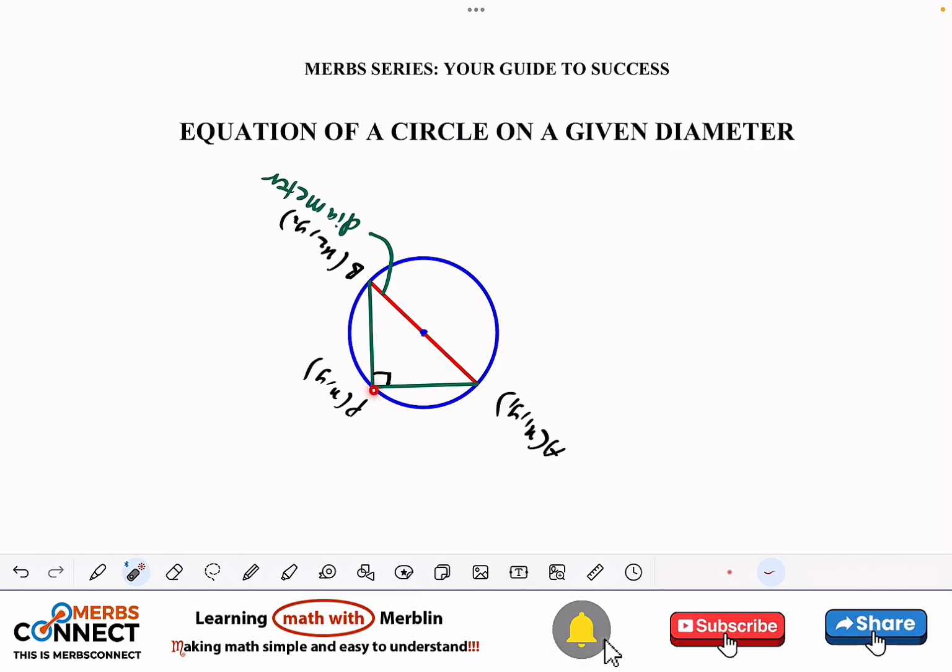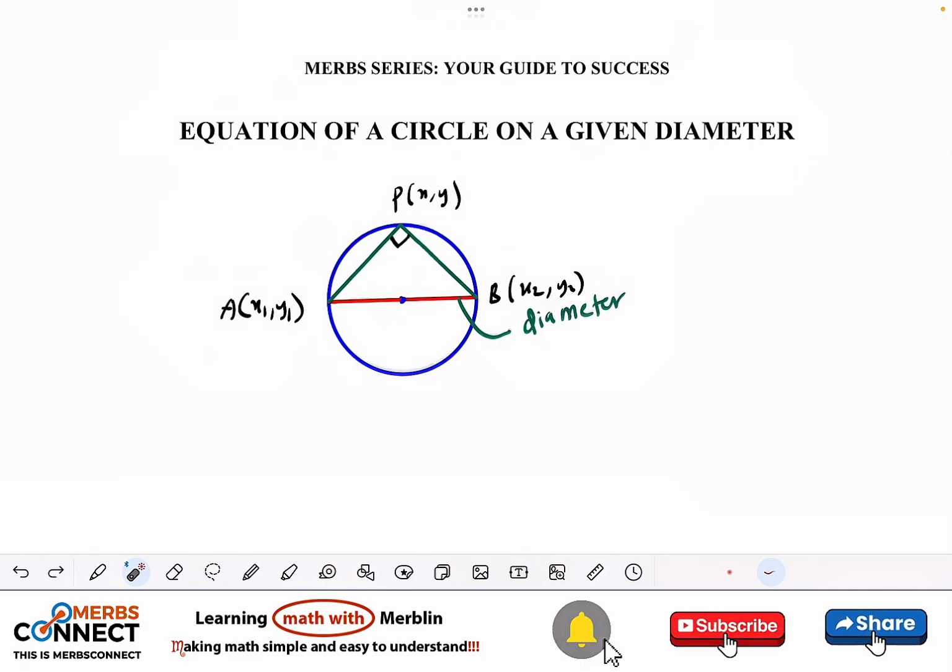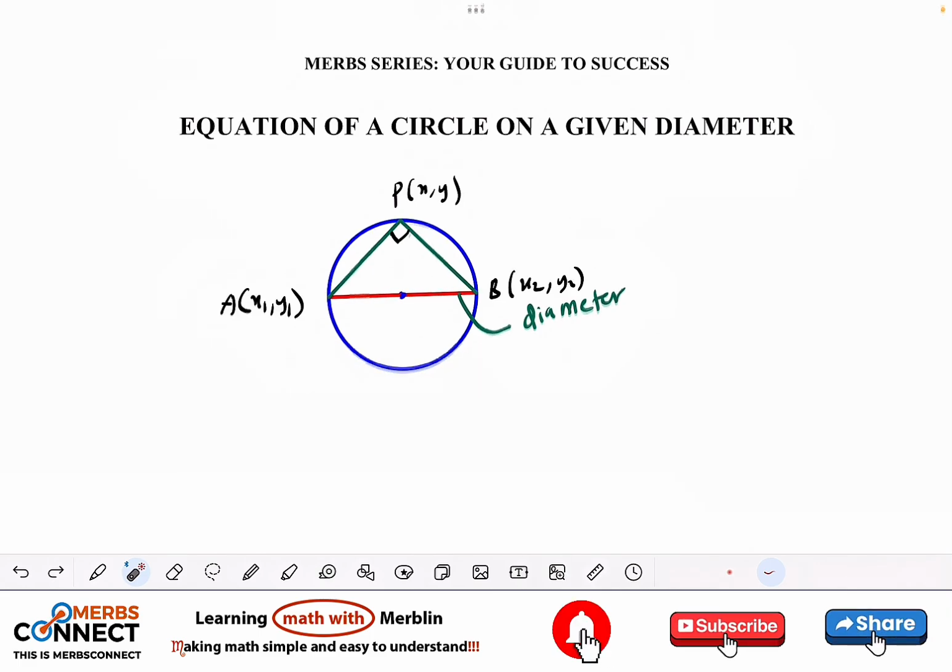It means that the slope of this is the negative reciprocal of the slope of this. Or in other words, the slope of this times the slope of this is equal to -1. When two lines meet at 90 degrees, then we know that when you multiply their slopes, you should get -1. That's what we are going to use here. When I finish, I will show you the other way too that you can do.